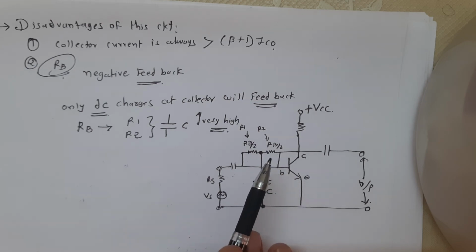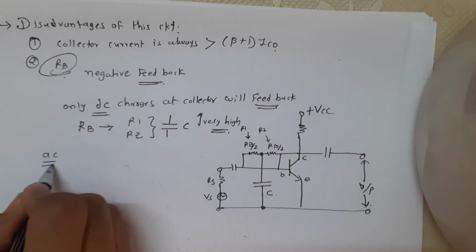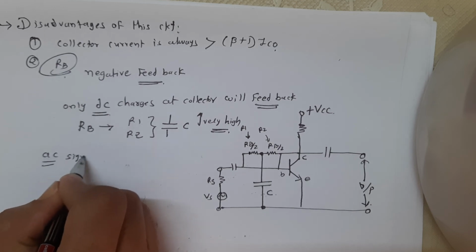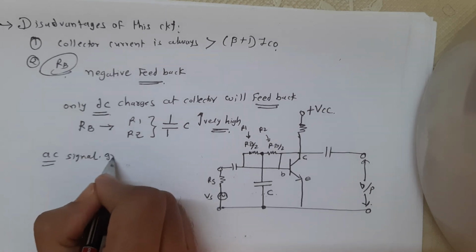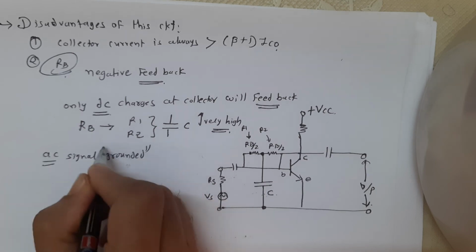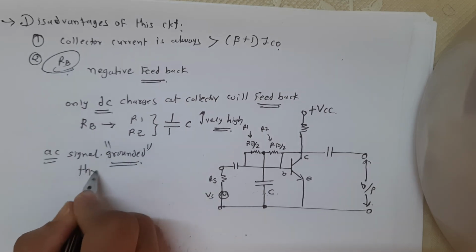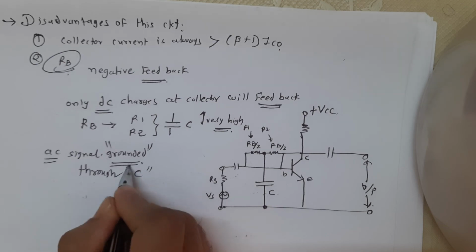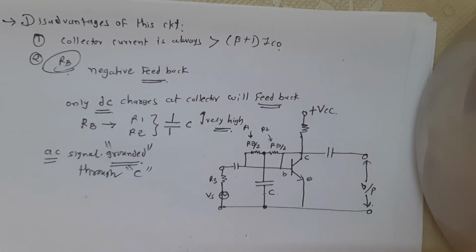The capacitor C will bypass the AC signal to ground. Here the AC signal which is fed back is grounded through capacitor C, so that only DC at the collector is fed back to the input circuit.